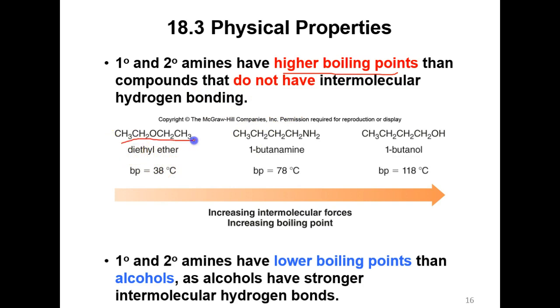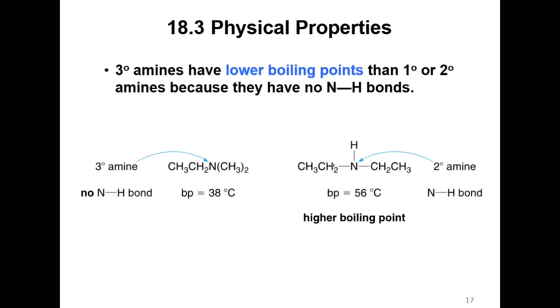So if you look at ether, very low. With an amine with about the same amount of carbons on it, you can see that the boiling point is about double. And obviously an alcohol is a little bit more because oxygen is more electronegative, so this hydrogen is much more partially positive compared to the hydrogen on the nitrogen. All right, so primary and secondary amines have lower boiling points than alcohols, but amines have higher boiling points than pretty much any other functional group other than carboxylic acids.